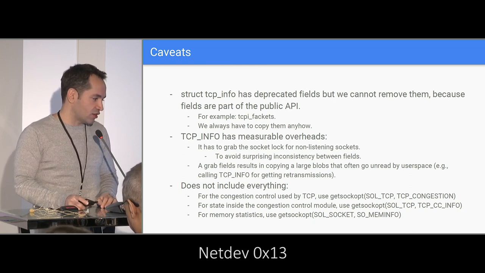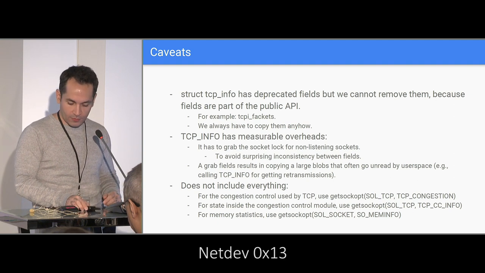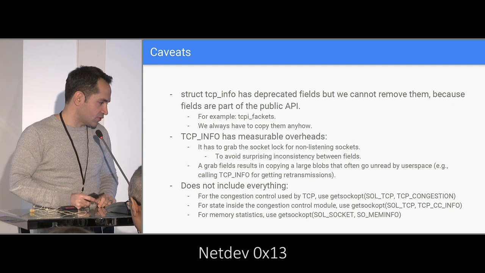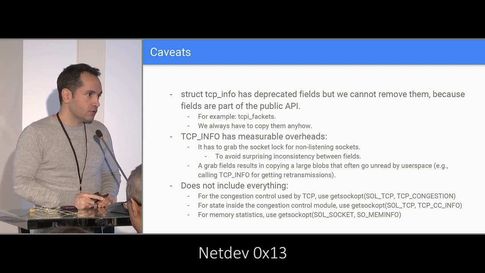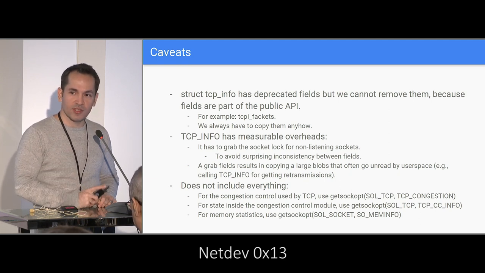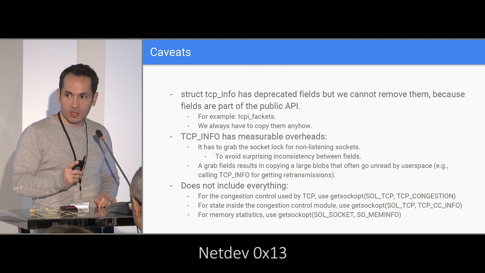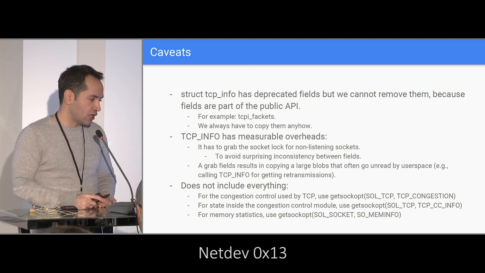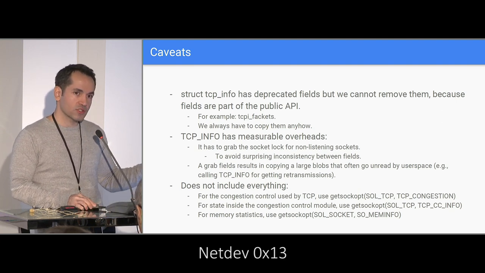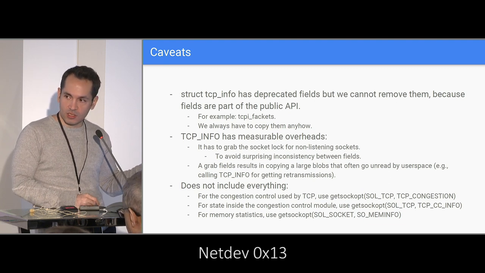So this is one caveat. You always pay for the memory bandwidth of setting these fields. TCP info, don't try to get it every nanosecond or every microsecond on your machine. It has a very, very high overhead, especially if you're on a high performance NIC. The reason is that we have to grab the socket lock. It didn't have to, it used to not do this. Currently, except for listening sockets, we grab the lock.